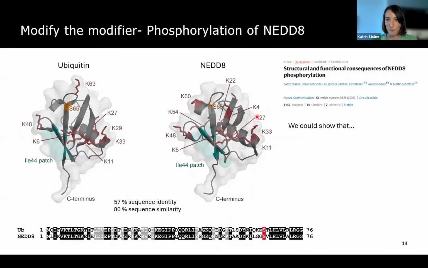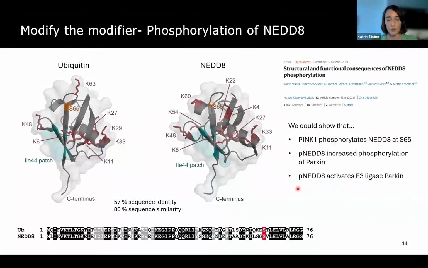it is. And what we could show is that NEDD8 phosphorylated at position 65 is also phosphorylated by PINK1, which is the kinase known for this phosphorylation site in ubiquitin. We could show that serine 65 phosphorylated NEDD8 increases the phosphorylation of Parkin, and that phosphorylated NEDD8 can also activate the E3 ligase Parkin, like it was only shown before for phosphorylated ubiquitin.